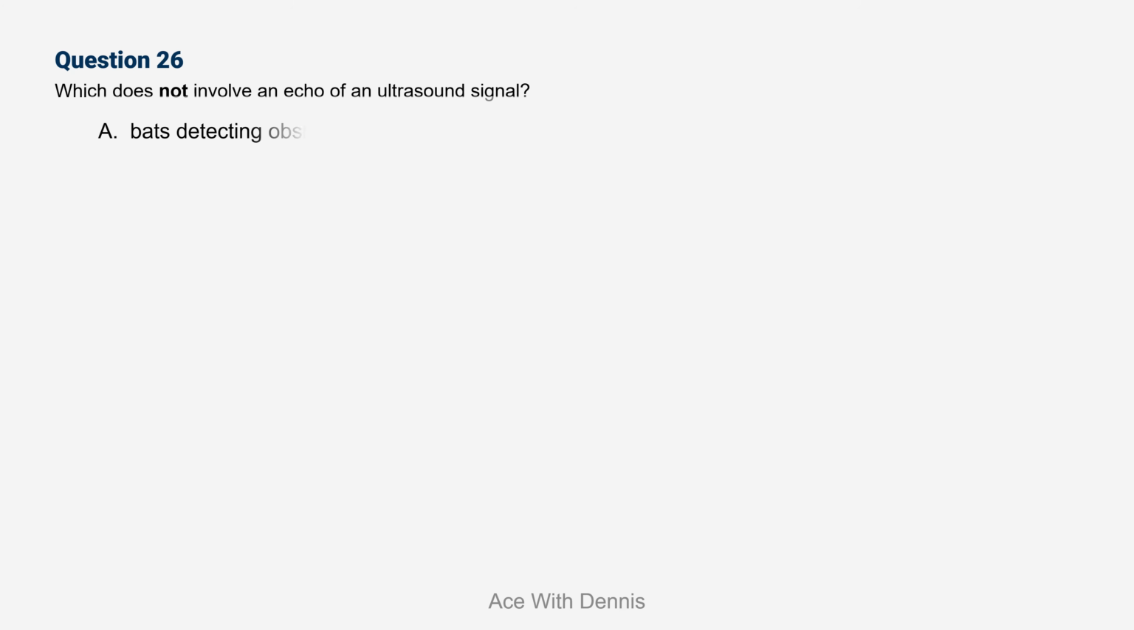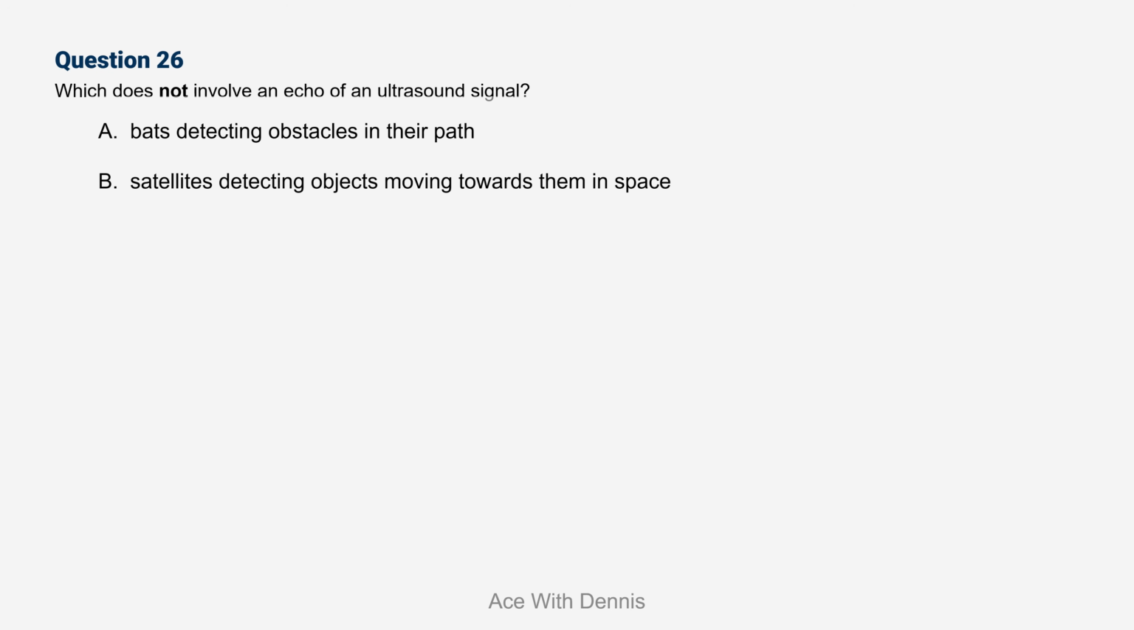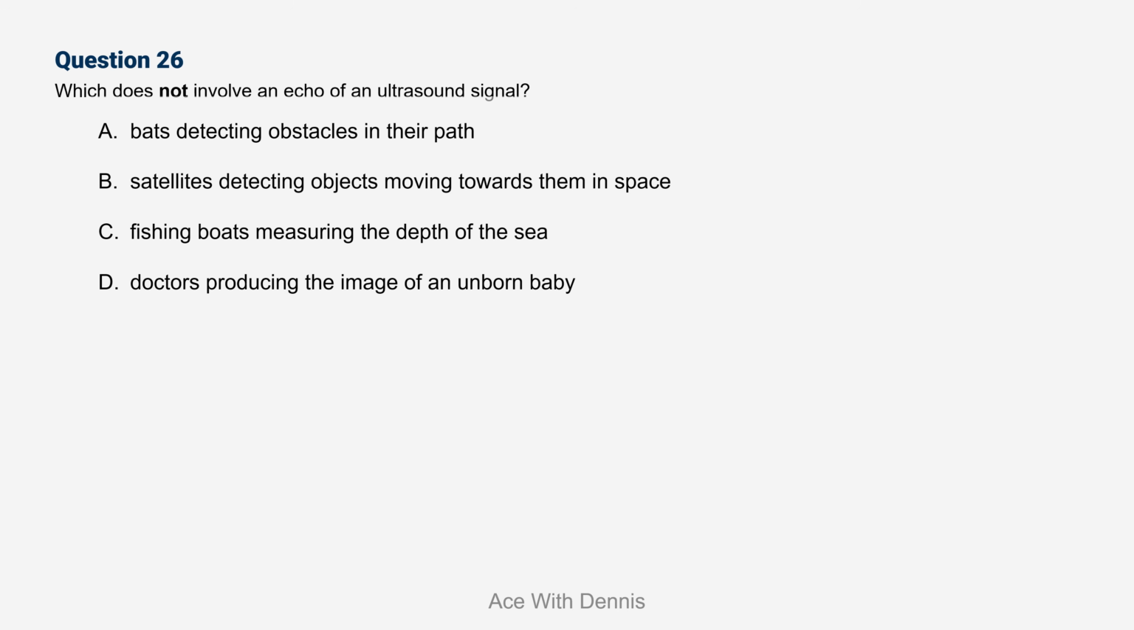Question 26. Which does not involve an echo of an ultrasound signal? A. Bats detecting obstacles in their path. B. Satellites detecting objects moving towards them in space. C. Fishing boats measuring the depth of the sea. D. Doctors producing the image of an unborn baby.